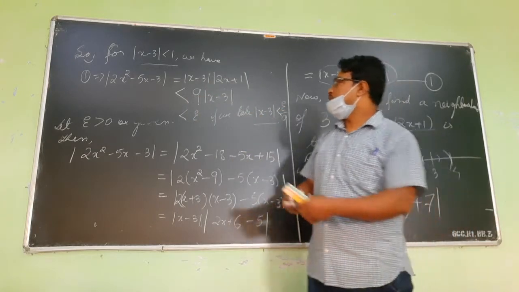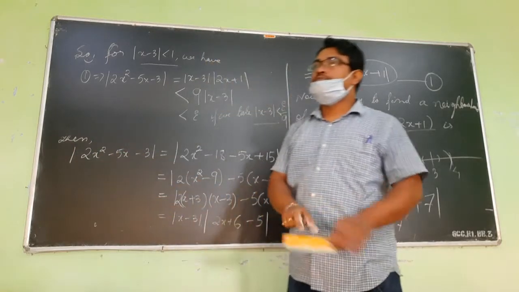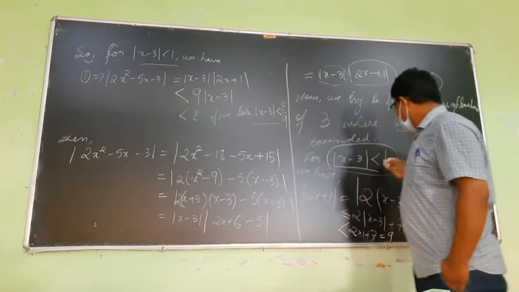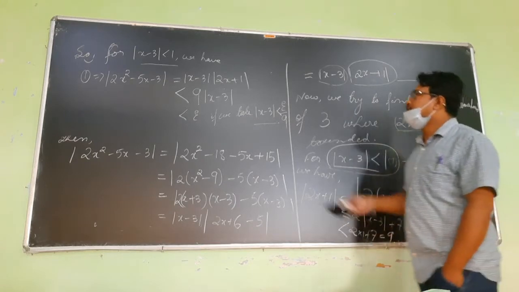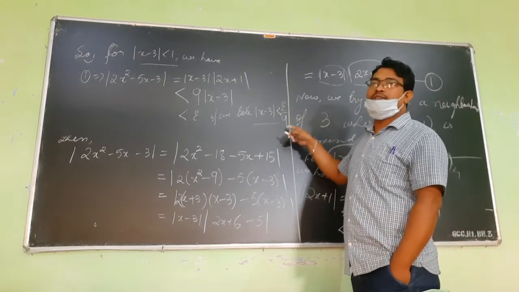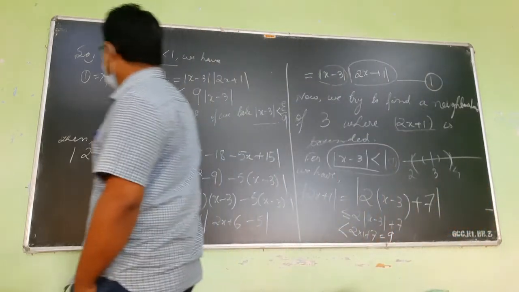If I change the 1, for example if I write something like 100 here, then it will be 207. In that case, it will be less than epsilon by 207. Yeah, so everything will work.